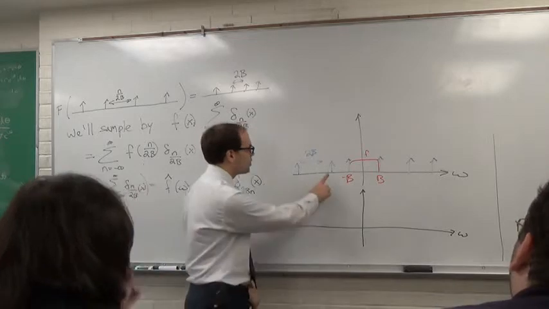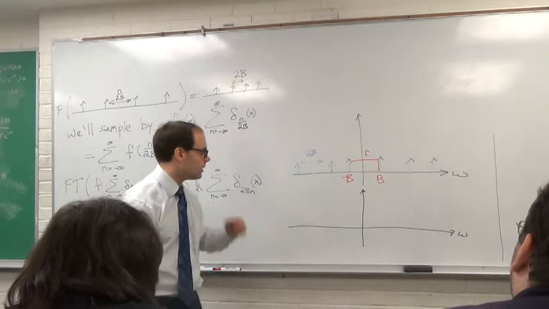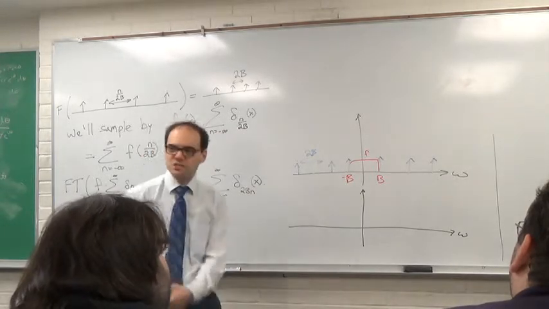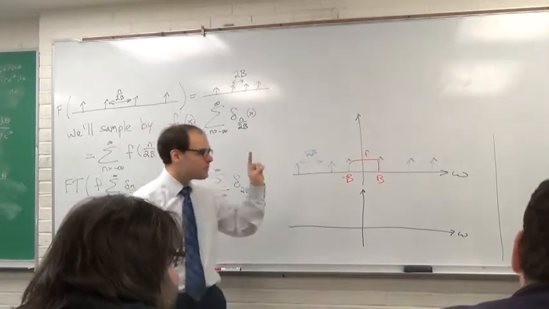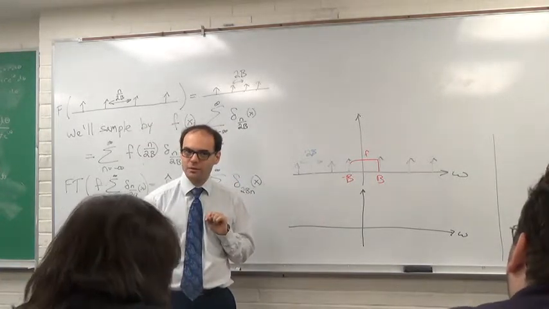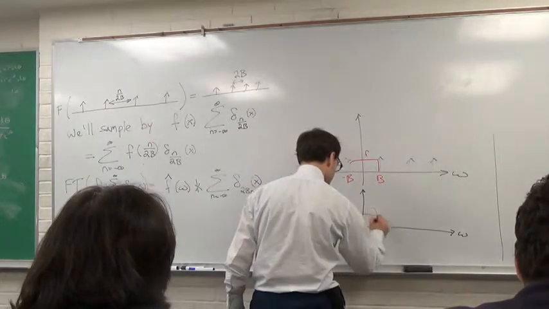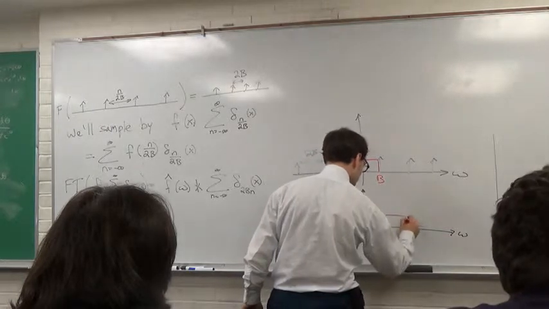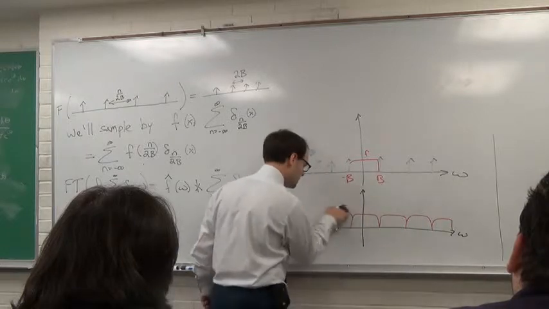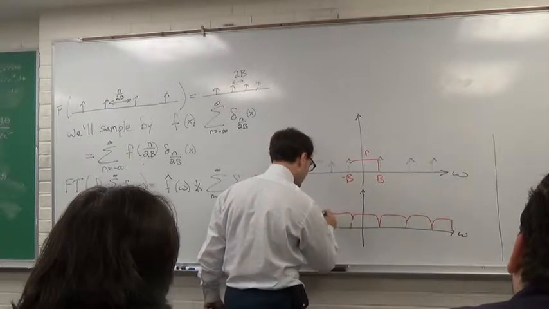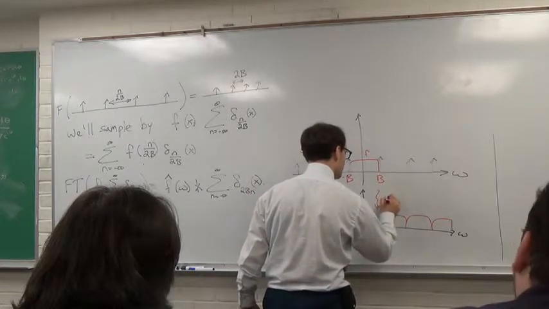Well, what does convolving with one of these delta functions do? Shifts that support. Convolution with another one shifts that support. By how much? 2b. There's some multiple of 2b. Do any of the shifted supports overlap? No, none of the shifted supports overlap. So this is the convolution.